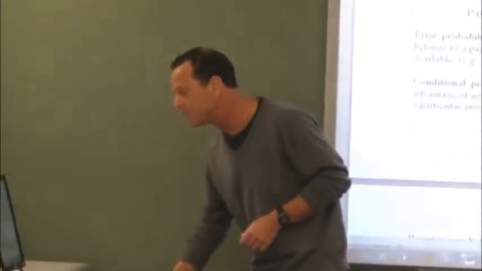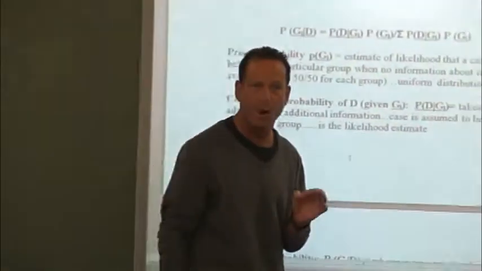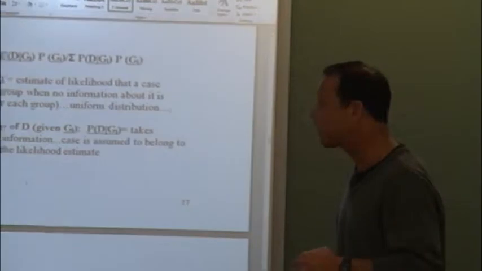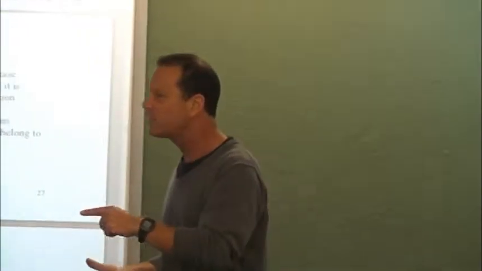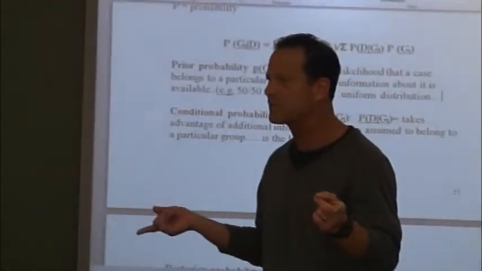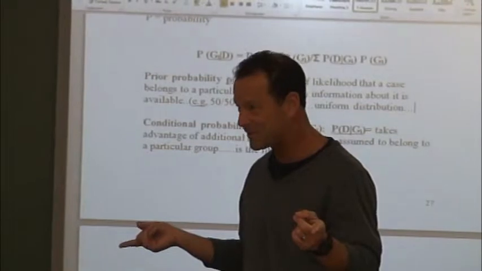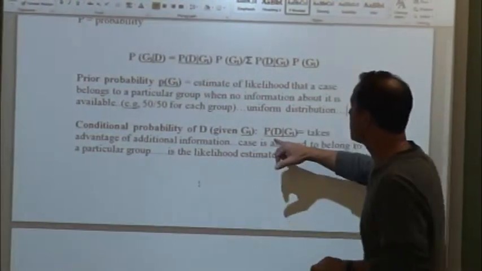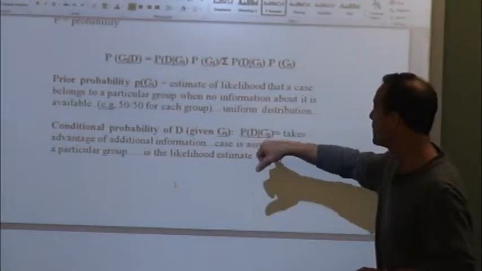Conditional probability of D given G. Hopefully you remember from probability, what is a conditional probability? Probability of emphysema given you're a smoker, yes. Is that different from the probability of smoker given you have emphysema? Yeah, it is, isn't it? That's very different. So the conditional probability of the discriminant score given the group.